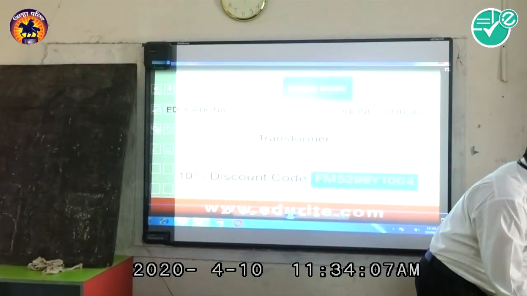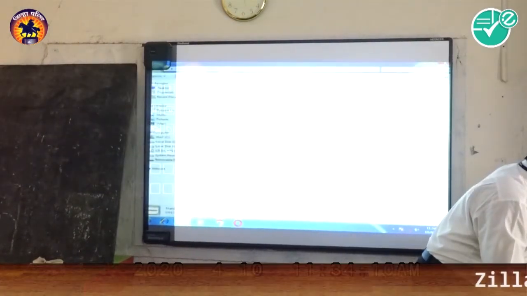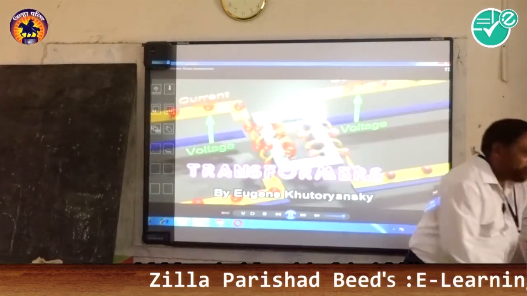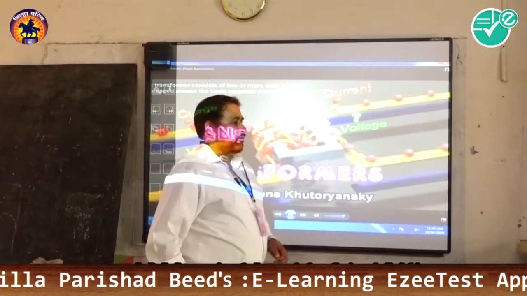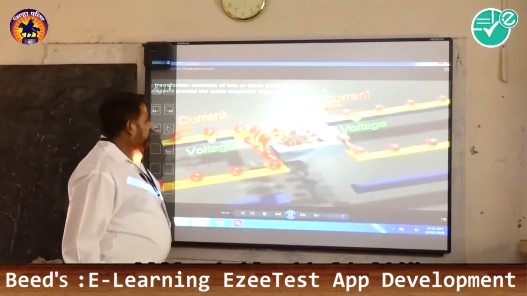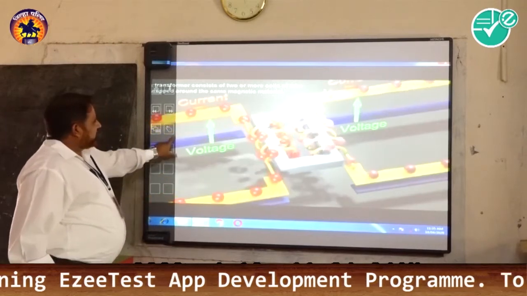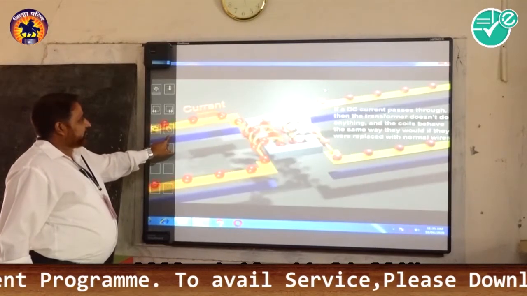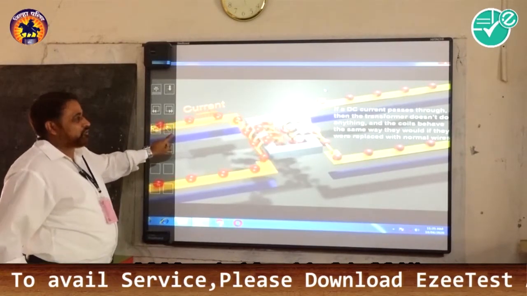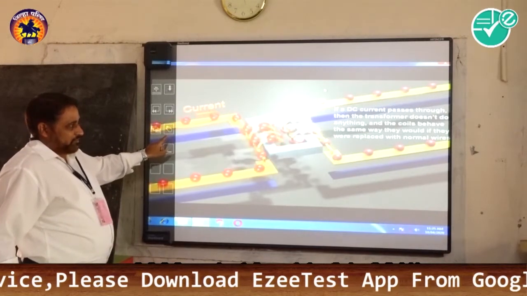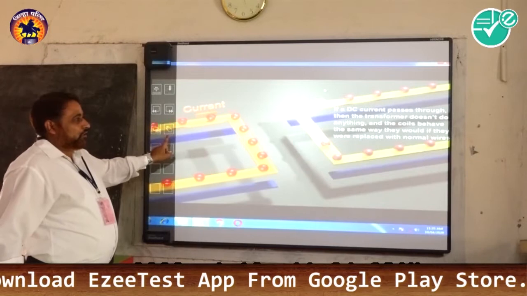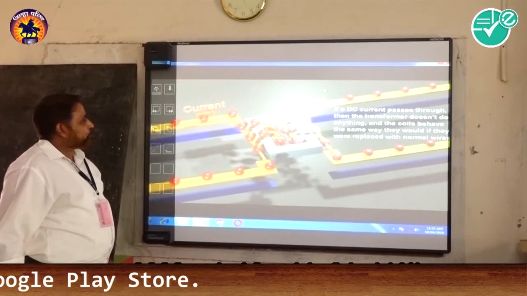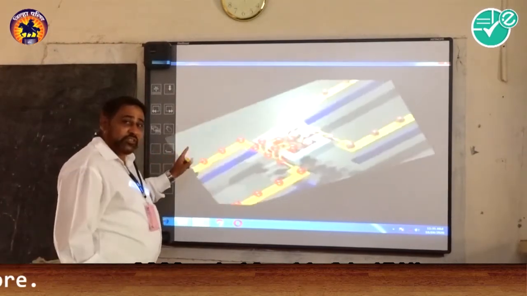Once more, some more things can be seen about the transformer like this. How the working of a transformer takes place by this particular person, Huygens. He shows that the voltage is applied across the primary, and how it works. This current flows, and if a DC current passes through them, the transformer doesn't do anything, and the coils behave the same as if they are replaced with normal wires. So this is what we can observe, the working of a transformer.